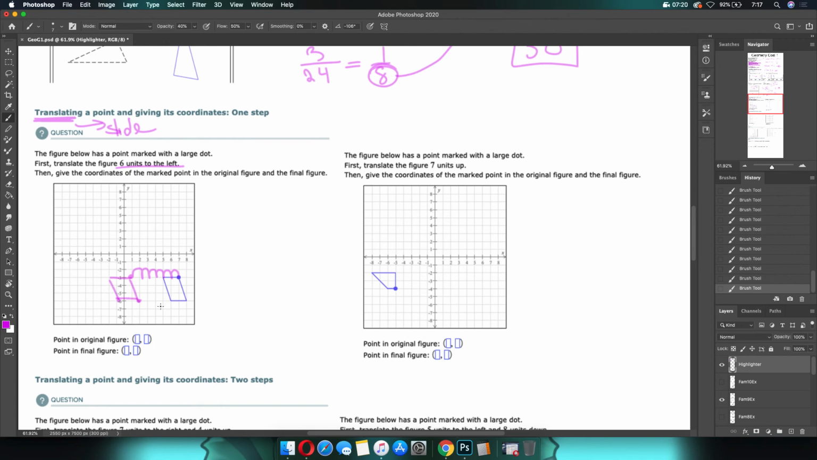Okay. What's the point of the original figure? Here's the original, so it's 7, negative 3. And what's the point on the final figure? Over here, it's 1, negative 3. So that's all you're really doing for this topic.